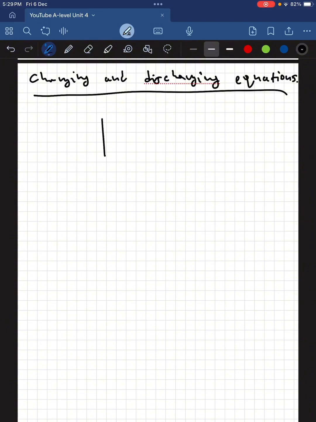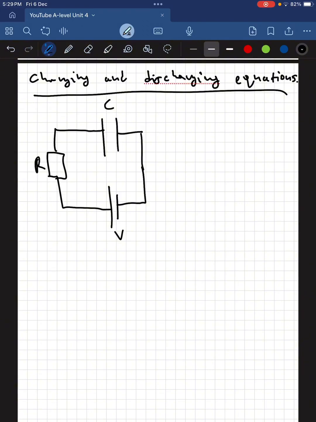So let's assume that we have a capacitor. Let me make some room here. So this is my battery, V. This is my resistor, R. And let's assume I put a voltmeter. Let's make it blue. Okay, to measure the VC, the potential difference across the capacitor, okay? And what we expect to find is a curve that looks like this.